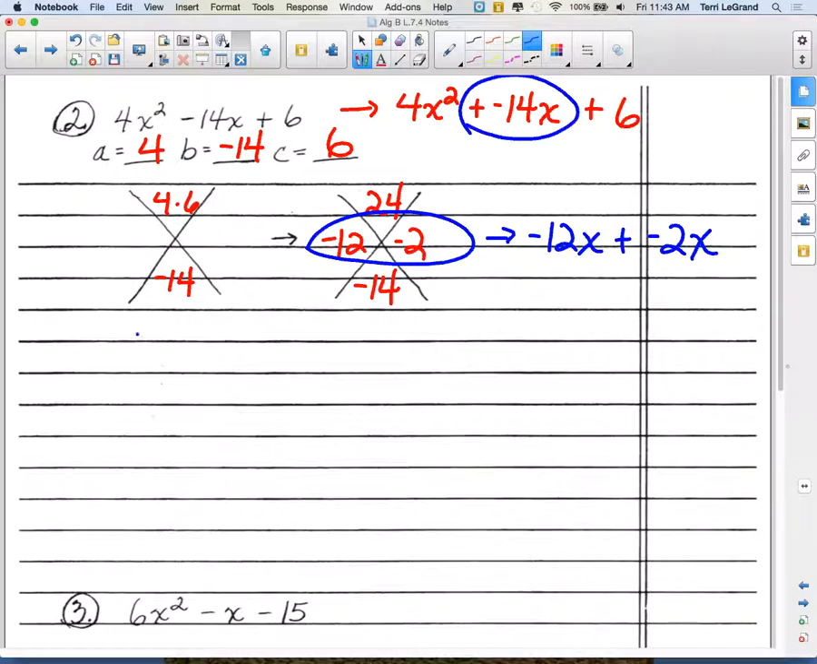So we're going to write our new polynomial here. We have 4x squared plus negative 12x plus negative 2x plus the 6. So the middle term gets broken into two terms that, when you combine them back together, would legitimately get you back there. And now, when we change it to add the opposite right away in the beginning, that takes care of everything for us. When we write it as addition, when we rename it, we don't have to worry about signs. So we can just set up our groups right away and do our factoring by grouping.